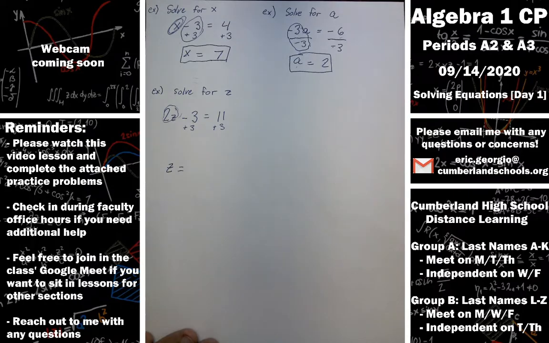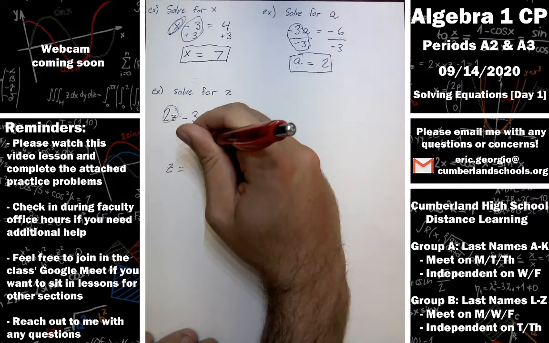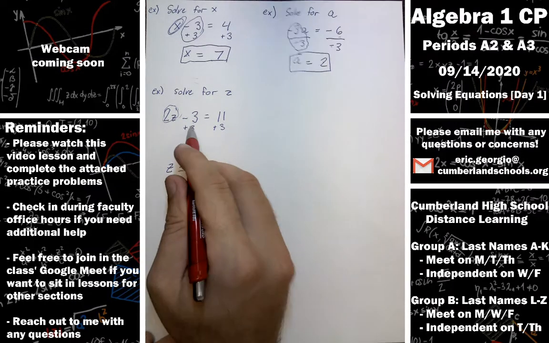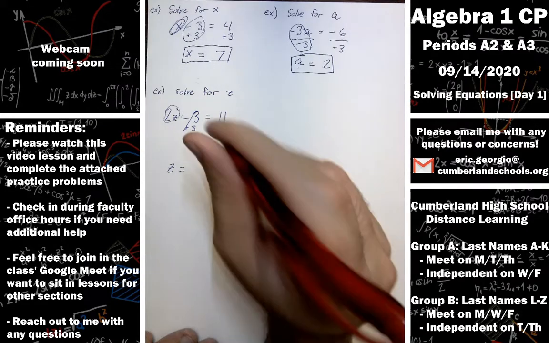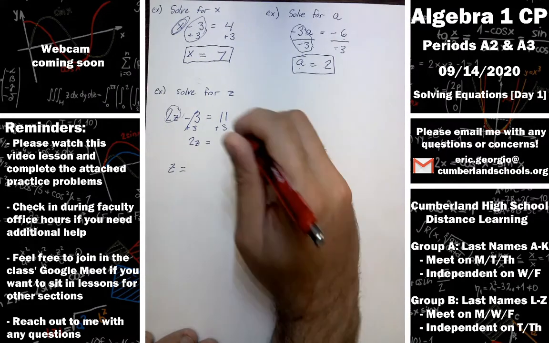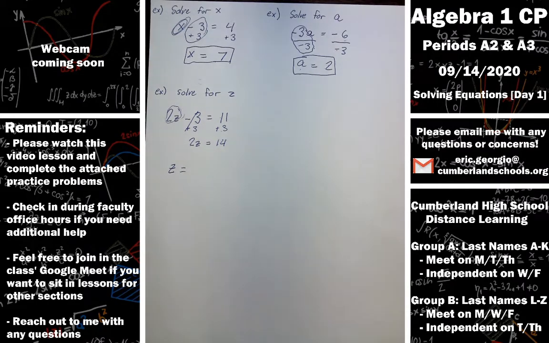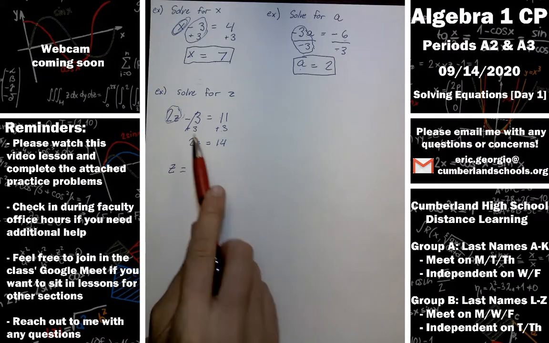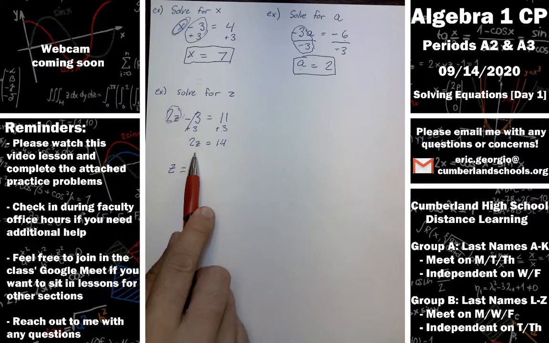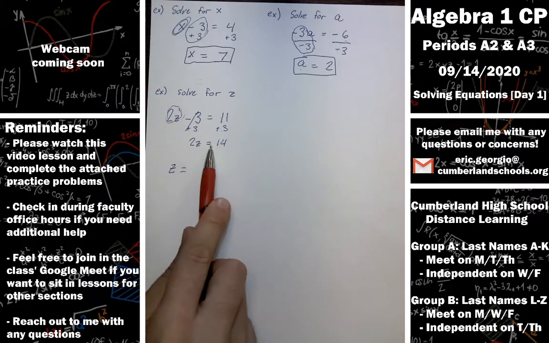Okay? If I add 3 to both sides, that gives me 2z. Notice the negative 3, positive 3 would be 0. 2z is now equal to 11 plus 3, 14. And now we've moved our two-step equation down to a one-step equation where we have 2z is equal to 14.